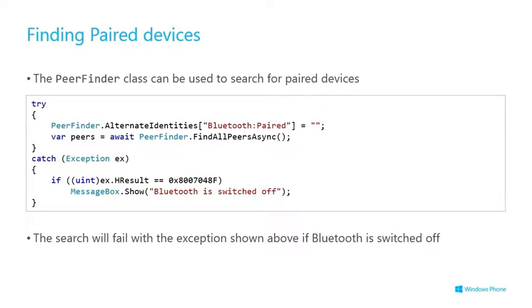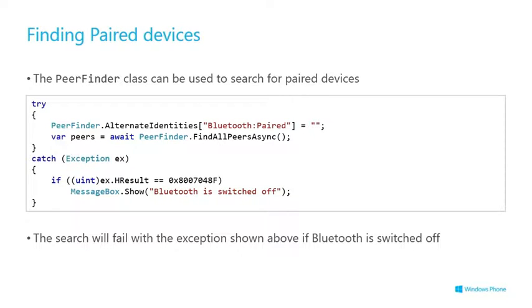So this is how you find the paired devices, ones that have previously been paired. There's a PeerFinder API, which we will see used a lot. First of all, you have to set this static AlternateIdentities dictionary. You add an entry of that which is "Bluetooth:Paired". The value you set that to is not significant. You just need to create that key in this AlternateIdentities dictionary, and then call the FindAllPeersAsync method. It's an awaitable, so when that comes back, it will give you a list of the paired devices.